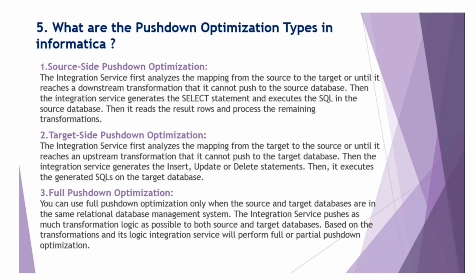And the third one is full pushdown optimization. You can use full pushdown optimization only when the source and target databases are in the same relational database management system, and the integration service pushes as much transformation logic as possible to both the source and target databases. Based on the transformations and their logic, the integration service will perform full or partial pushdown optimization.